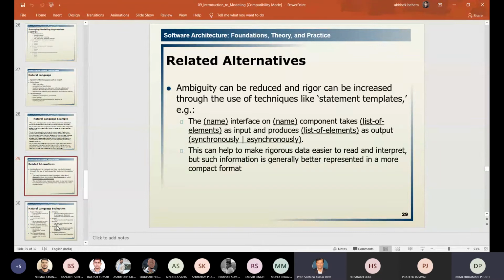Now, the name interface on the name components takes a list of elements as input and produces output. The input is nothing but the list of elements, and the output it will provide, whether synchronous or asynchronous, both are accessible. This can also help to make some rigorous data easier to read and interpret, but such information is generally better represented in a more compact form.